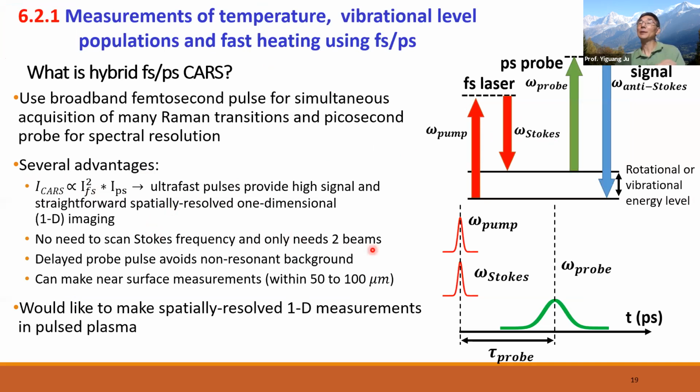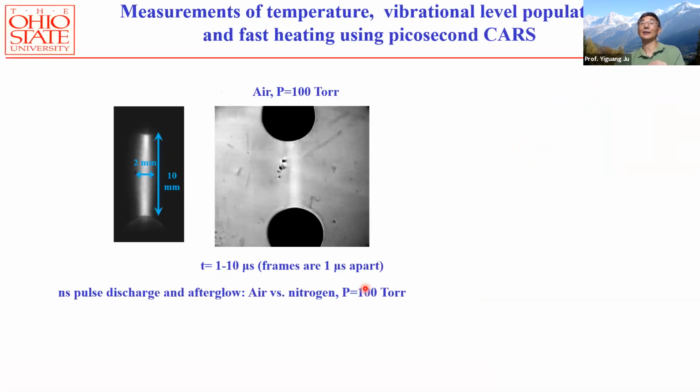So you only need two beams. One beam is a pumping beam, and the other one is a probe beam. And by delaying the time between the probe beam and the pump beam, you can suppress the non-resonant background noise and have a better signal to noise ratio. It also allows you to measure near a surface, probably to 100 and even 50 microns.